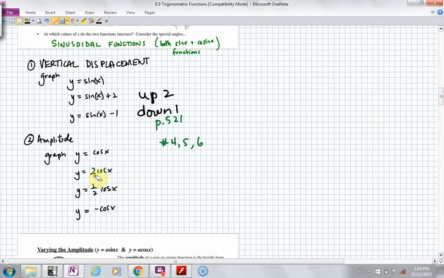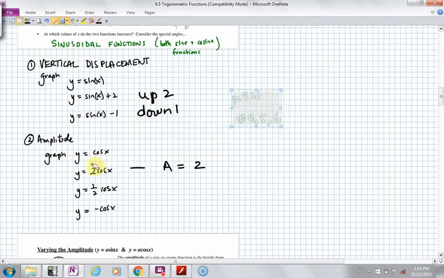Whenever we change the value in front of the cosine or the sine, we're going to change the amplitude. So this is an amplitude. What will the amplitude be here for this one? Any ideas? Echo, what do you think the amplitude is here? Amplitude is 2. Right. I'm going to just move this out of the way for a minute.